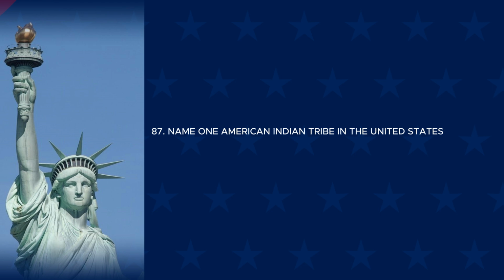Name one American Indian tribe in the United States. Cherokee. Name one of the 2 longest rivers in the United States. Mississippi River. What ocean is on the west coast of the United States? Pacific Ocean. What ocean is on the east coast of the United States? Atlantic Ocean. Name one U.S. territory. Puerto Rico.